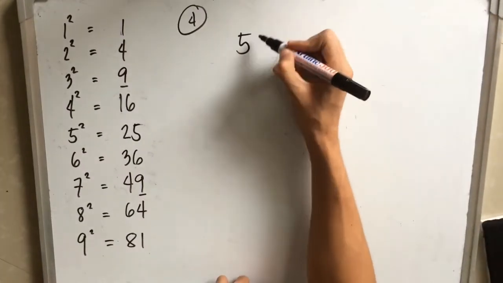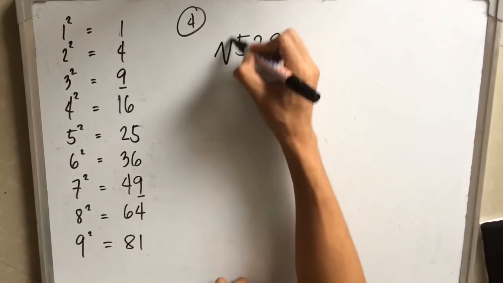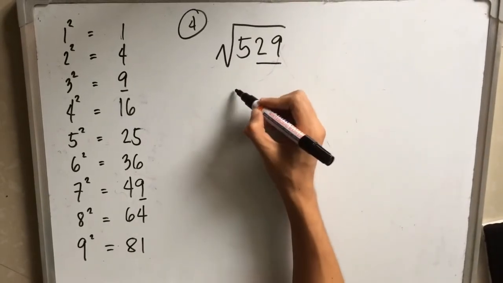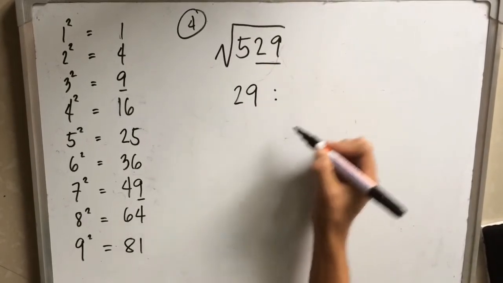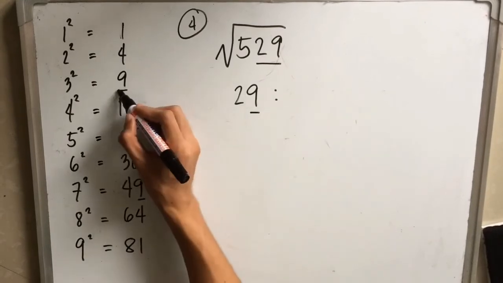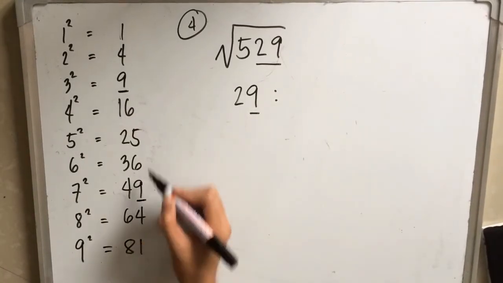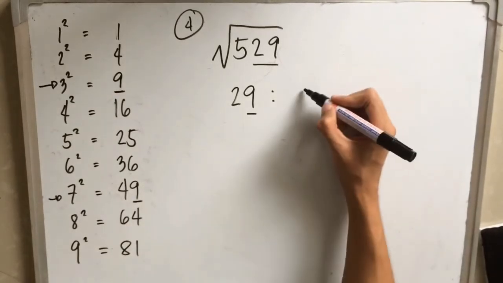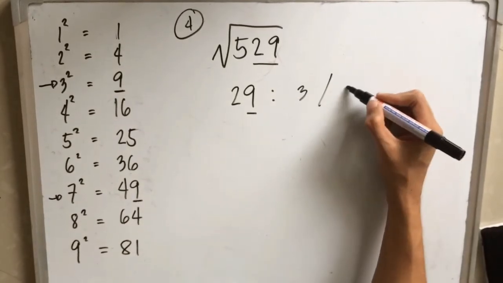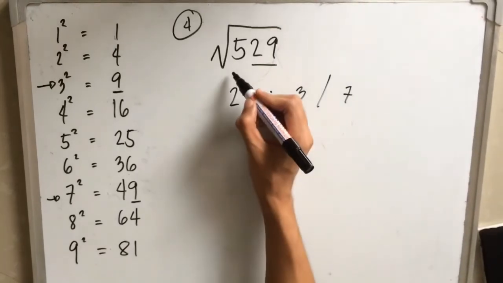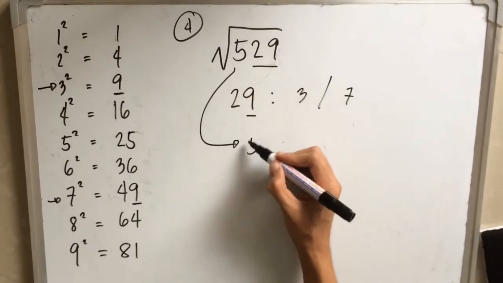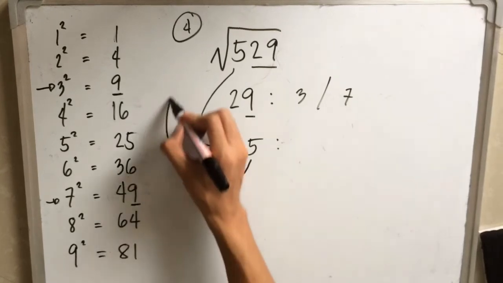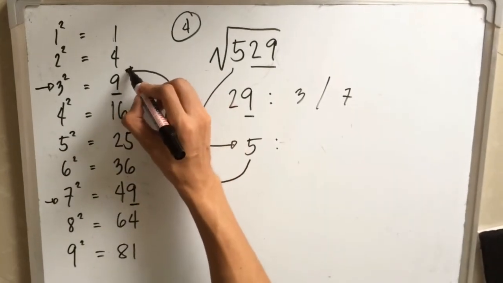More familiar about this trick, we take another example. The square root of 529. So taking the last 2 digits, it's 29, it's 2 and 9. So the last digit is 9. So looking for the squares having 9 as the last digit. So it's 3 and 7. So it's 3 or 7. And the remaining digit is 5. Then looking for its location, it's somewhere between 4 and 9.